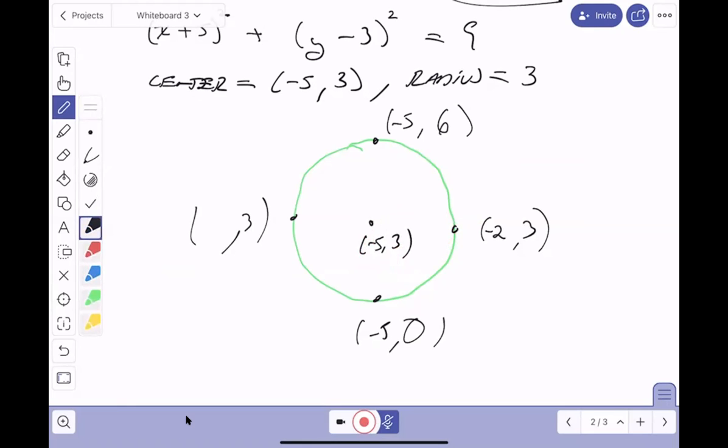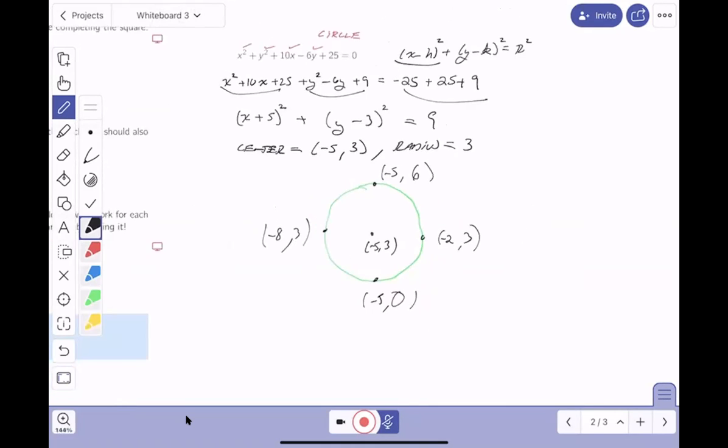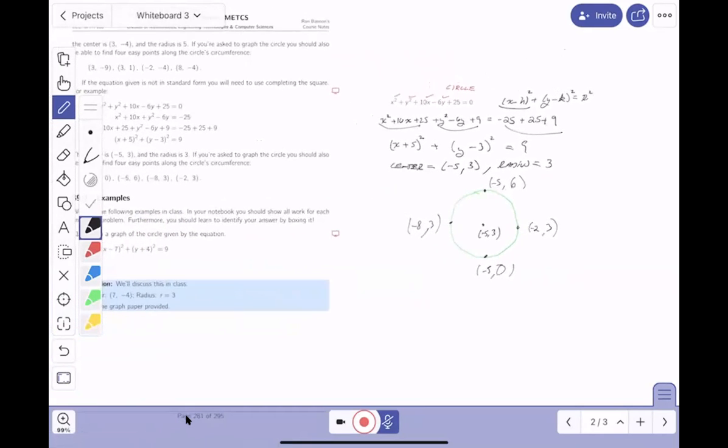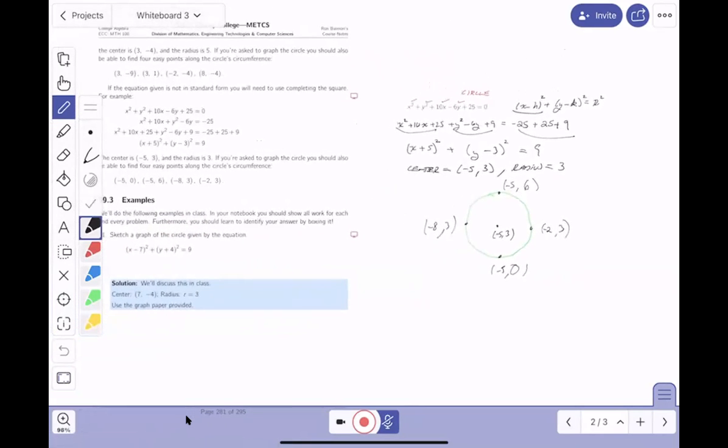I'll use graph paper later. If you're at minus 5 and you move to the left 3 units, you'd be at minus 8. Now, again, the question is, do you make mistakes? Of course I do. And what I want to do over here is just look at if I got the points right, and I'm going to use graph paper later. All right. So let's see if we got the points right.